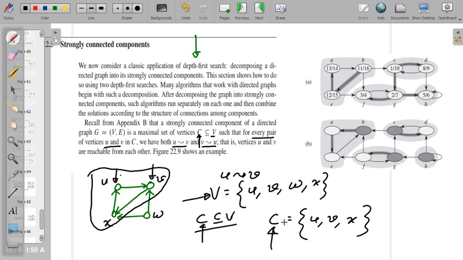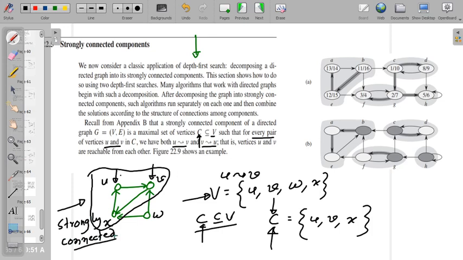Now, if I am taking this C, whether this condition, u to v for every such pair u, v in this subgraph, which is comprising of these vertices, having a u to v path and a v to u path. If that is so, then we will say that the component is strongly connected.